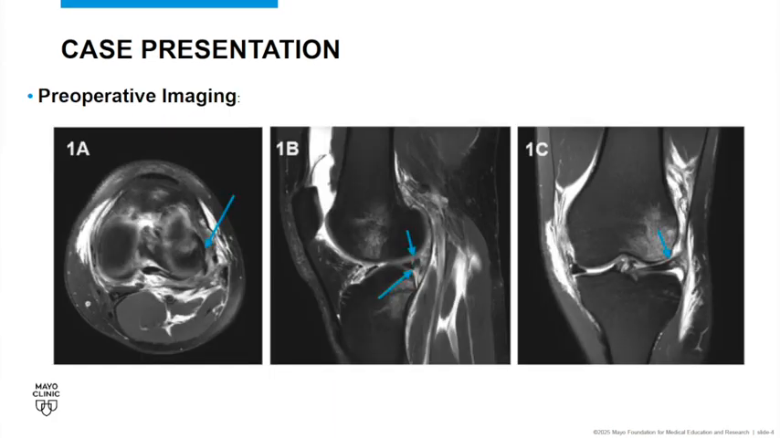Here are 3 cuts from the patient's preoperative MRI, an axial, sagittal, and coronal, that demonstrate a vertical longitudinal tear of the posterior horn of the lateral meniscus with extension into the meniscal body. The blue arrows in these MRI cuts highlight this meniscal tear.